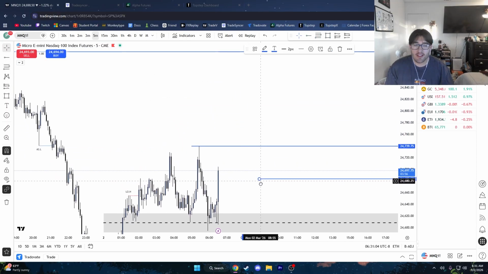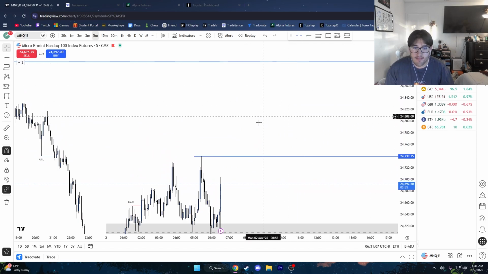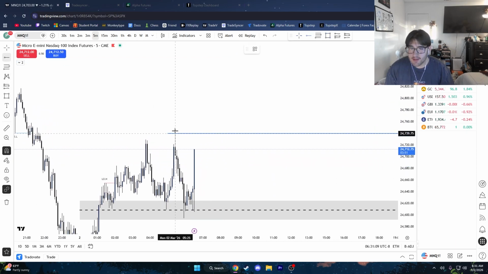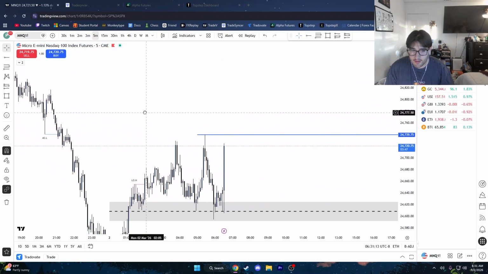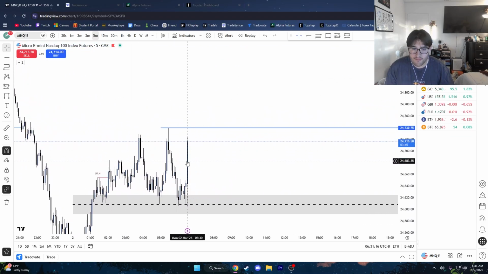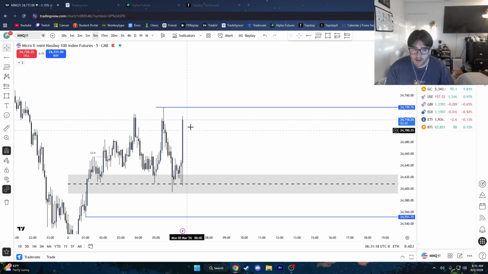So what do we want to see now? Remember, changing our bias throughout. We want to see us displace through this high, so then we can target these highs up here. Simple as that. No need to overcomplicate it.